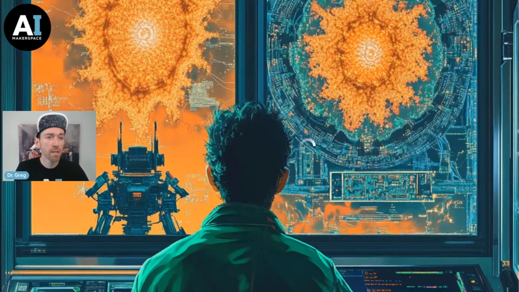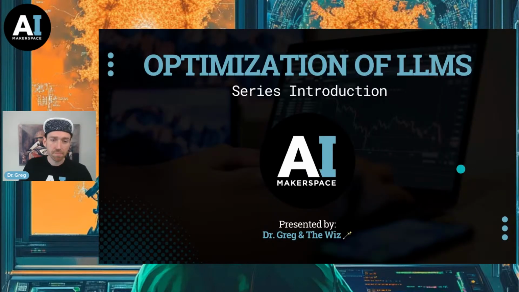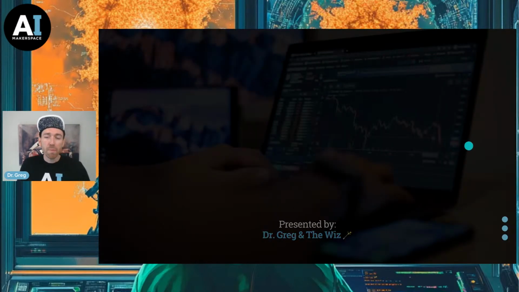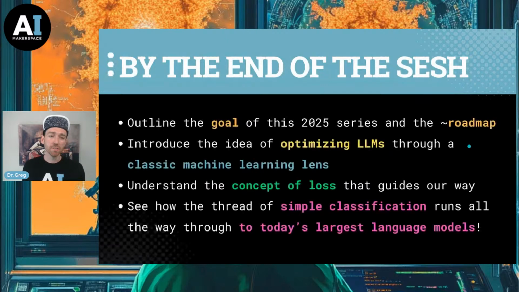Optimization of LLMs. Welcome to the series introduction, everybody. By the end of this session, what I'd really love for you guys to walk away with is to understand the goal of what we're trying to do here, and then introduce the idea of optimizing LLMs. We're really going to take a classic machine learning lens today, but we're going to connect it all the way up to the LLMs that you can pull off of the shelf.